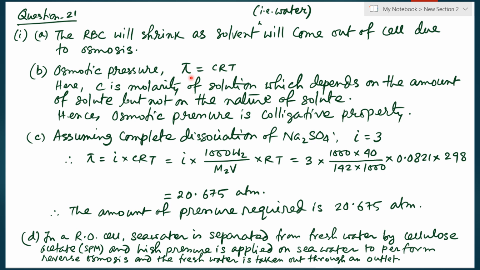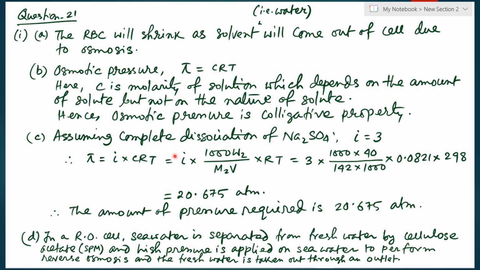And in the next question they are asking to prove that osmotic pressure is a colligative property, so you know pi equals CRT. The temperature does not depend on the nature of solute, so the only term you have to explain is the C. Concentration depends on the amount of solute, not on the nature of solute. So this osmotic pressure will depend on the relative amount of solute with respect to the amount of solvent, but not on the chemical or physical nature of the solute.